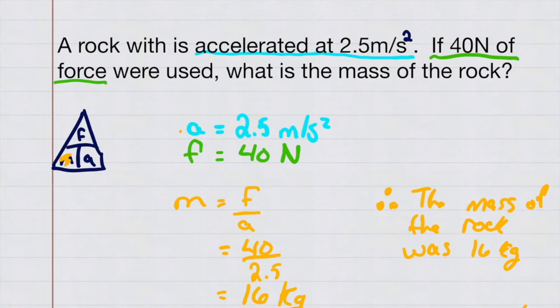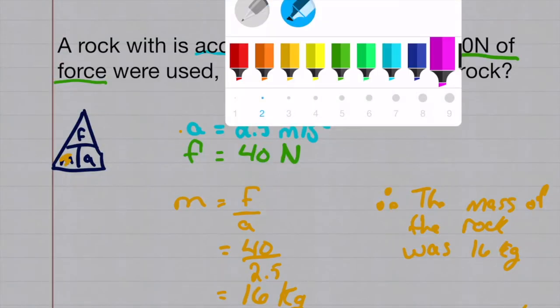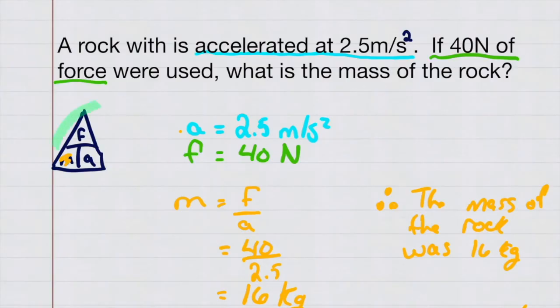So this in general is how you're going to use these questions. And you can do the same with an acceleration question. If you're given the force and the mass and asked how fast it's been accelerated, you can answer those questions as well. Again, this force triangle is going to be a huge benefit to you.